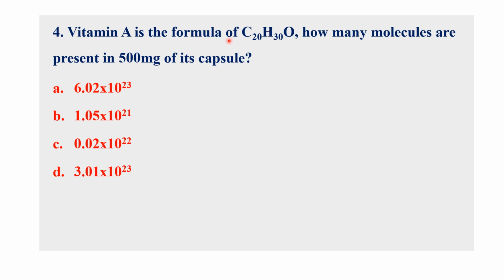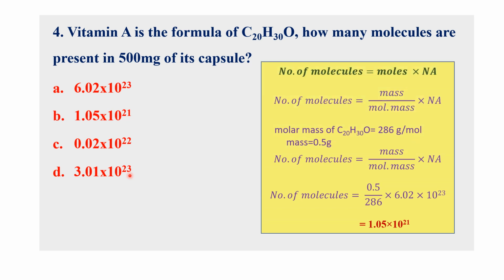Vitamin A has the formula C20H30O. How many molecules are present in 500 milligram of its capsule? The options are 1.05 into 10 to the power 21, 0.02 into 10 to the power 22, and 3.01 into 10 to the power 23. So we will solve it.